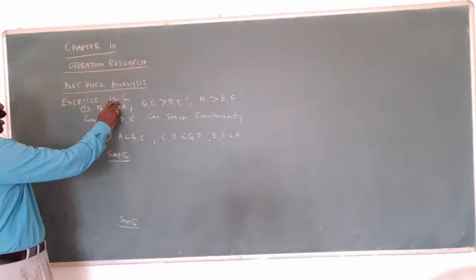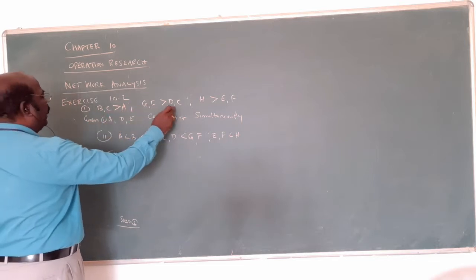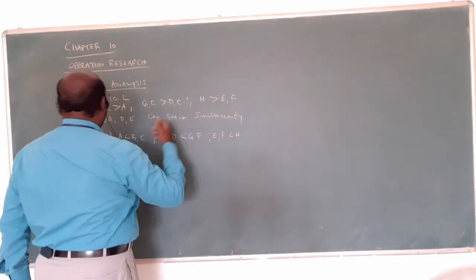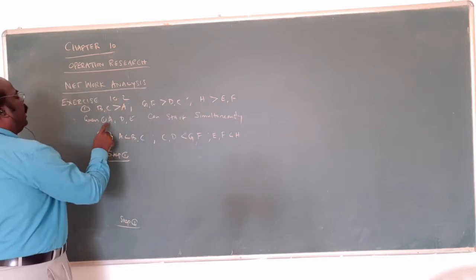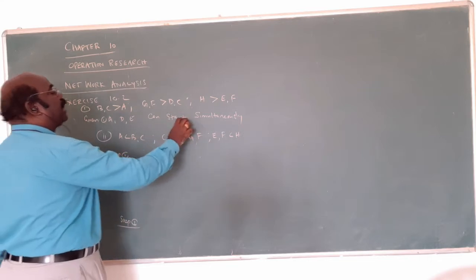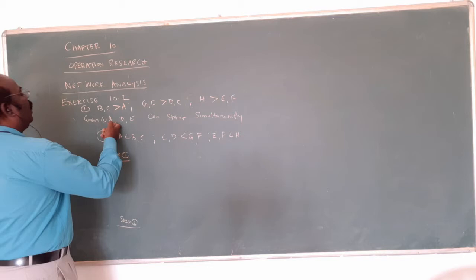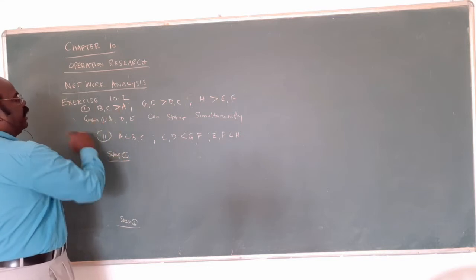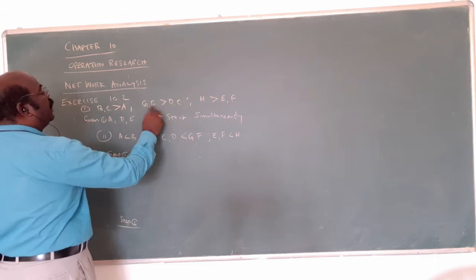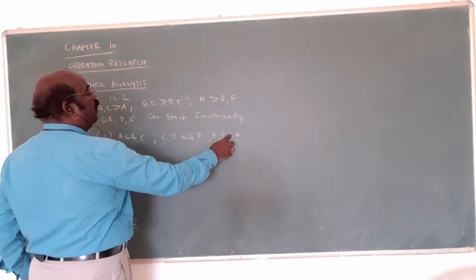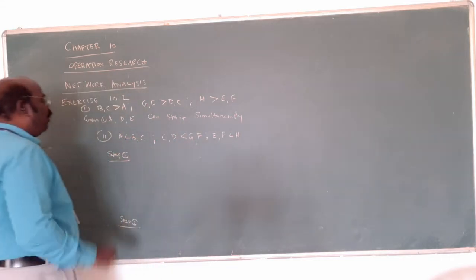The question is exercise 9.2, first question. This is given: DC is greater than A, GF is greater than DC, H is greater than here. And also this is given now. This is the question actually. What is given in the question? A, D, E can start simultaneously. And also, A is less than B, C; CD, DC, and CD less than GF. This is also EF less than X. Am I right? First step.